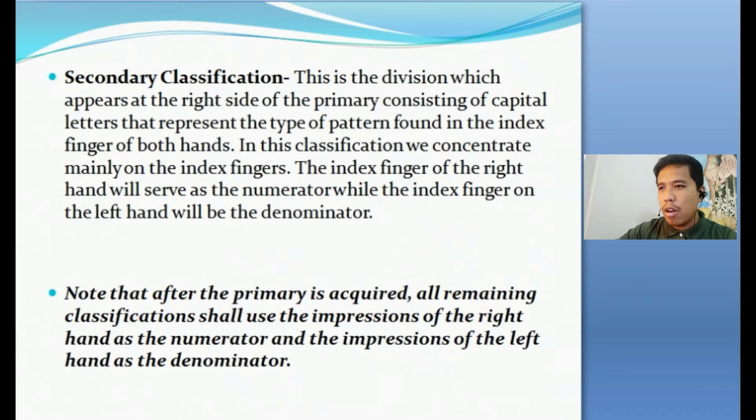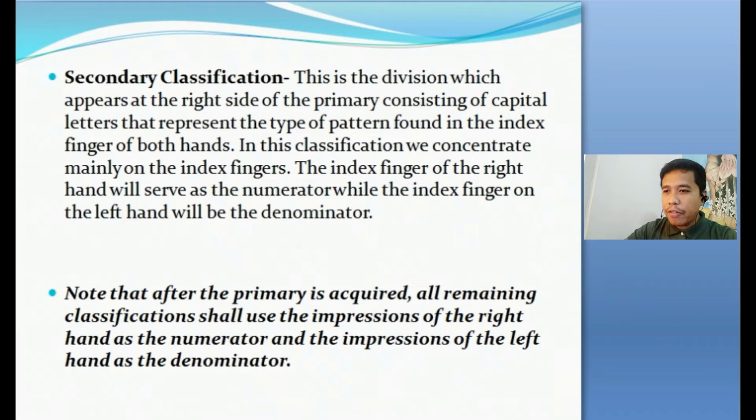This is the division which occurs at the right side of the primary, consisting of capital letters that represent the type of pattern found in the index of both hands. In this classification, we concentrate mainly on the index finger. Index finger lang po. Wala nang iba. In the primary classification, we concentrated on the first finger, which is the thumb, up to the last finger of the left hand. Pero sa secondary, we will be concentrating primarily on the index finger.